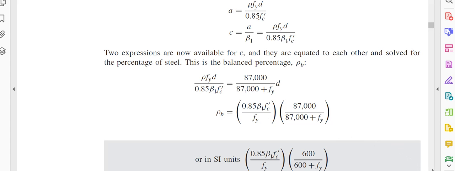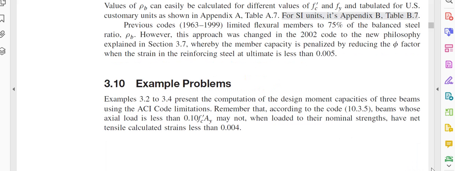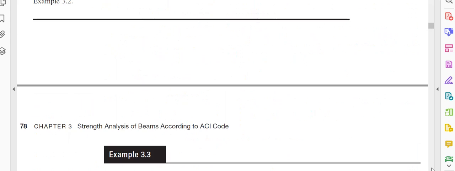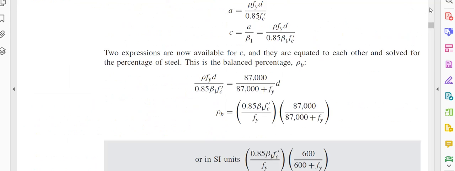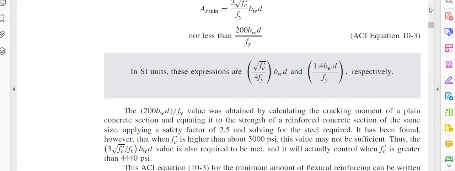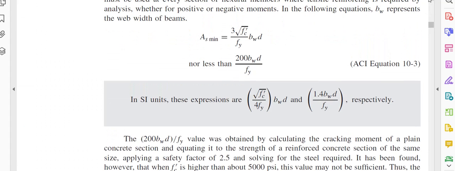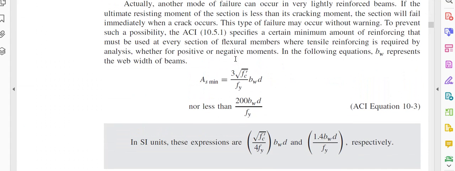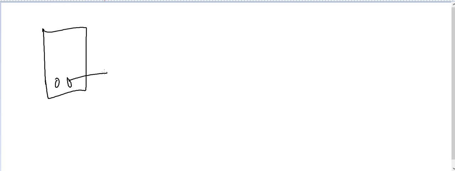The other concept we need is the minimum amount of reinforcement. I don't know why it is in your book here. So the minimum amount of reinforcement, these two equations. Why do we need to provide a minimum amount of reinforcement? The answer is here. So yes, I must provide some minimum reinforcement for flexure.